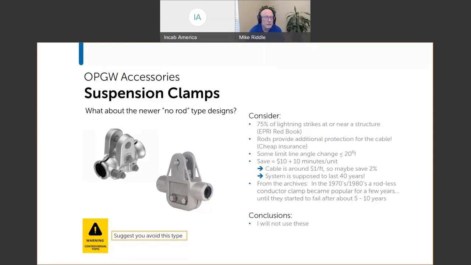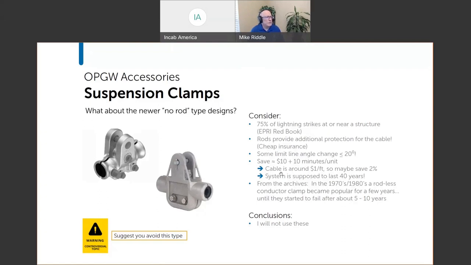I also want to give you some concept to think about the so-called advantages of savings with these types of clamps, because that's what their stated advantage is, that they're going to save you money. Well, if you look at it, I think the cost savings per unit is on the order of $10. And the time savings of not having to install the rod is going to be on the order of about 10 minutes.